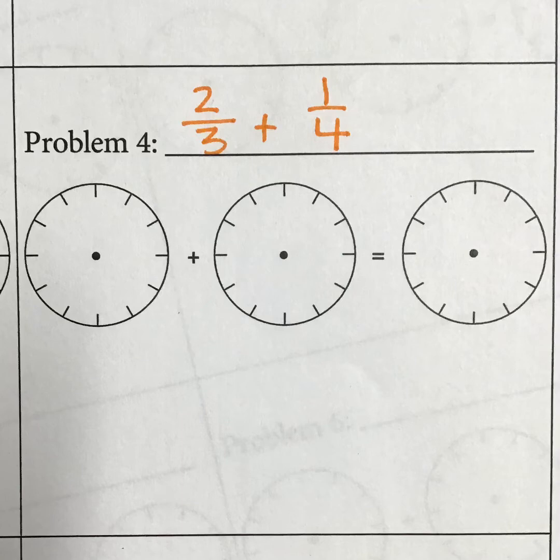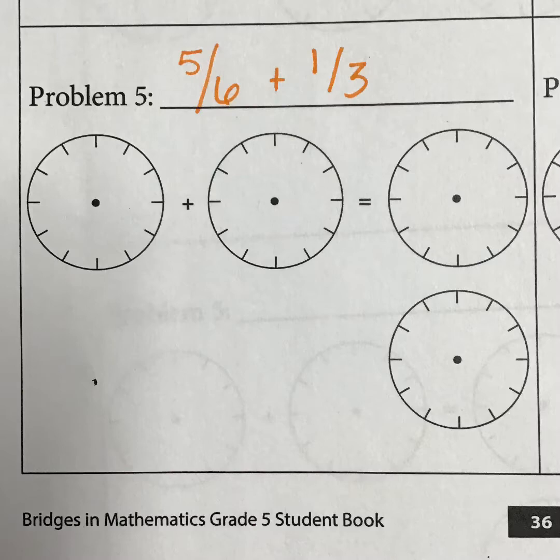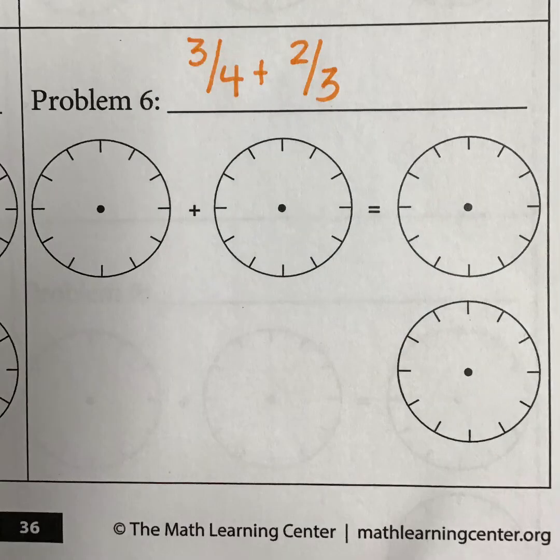Problem number 4, 2/3 plus 1/4. Remember to shade each clock, fill in the final clock with the answer, write the number of minutes below each clock, and simplify your fractions. Problem number 5, 5/6 plus 1/3. Problem number 6, 3/4 plus 2/3.